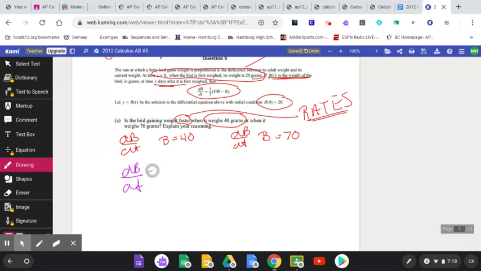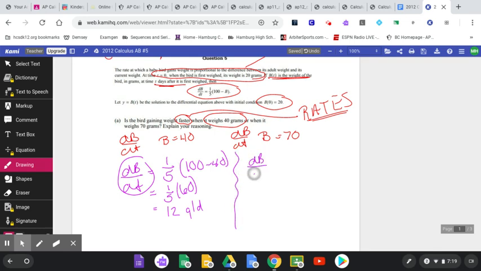dB/dt is equal to 1/5 times 100 minus 40. So dB/dt is equal to 1/5 of 60. dB/dt is equal to 12. Now, because dB/dt is a rate, and we looked at our units there, that is grams per day.